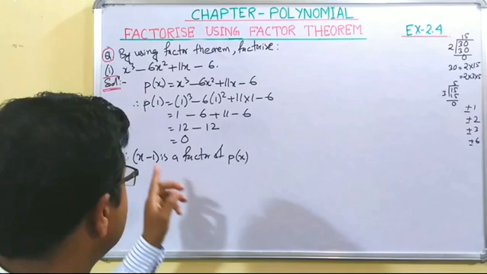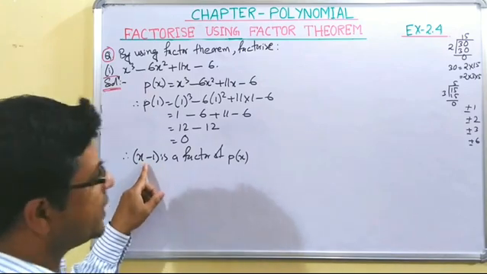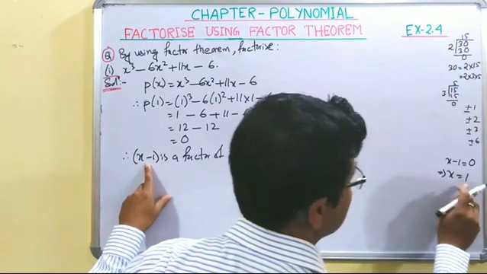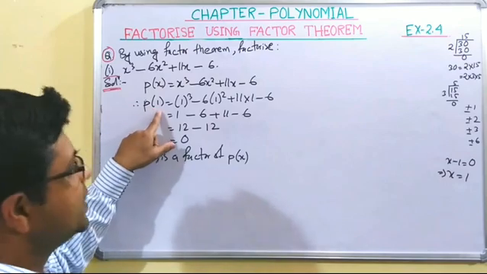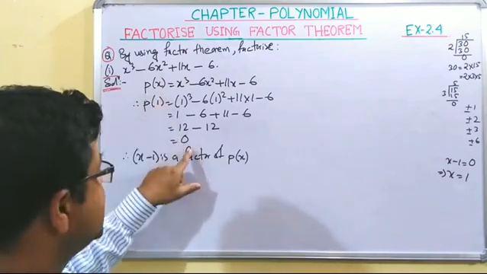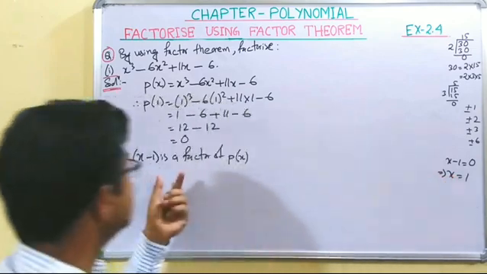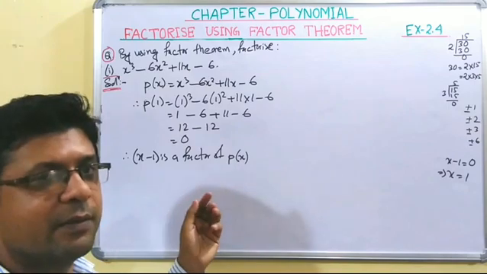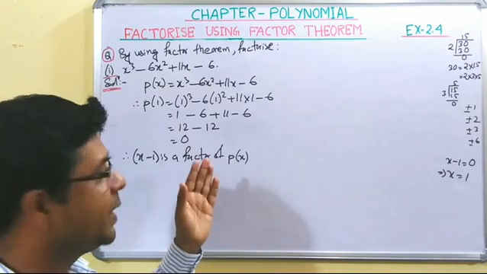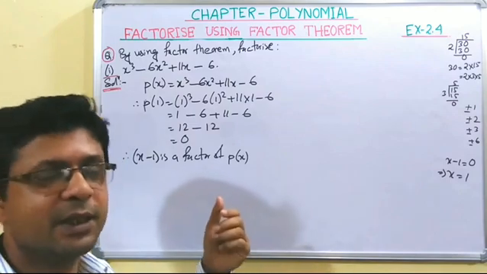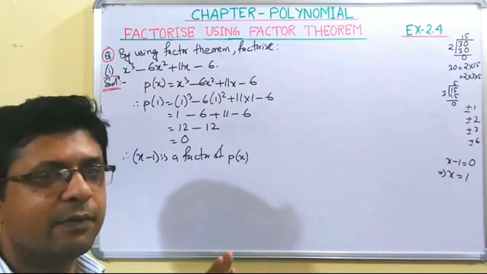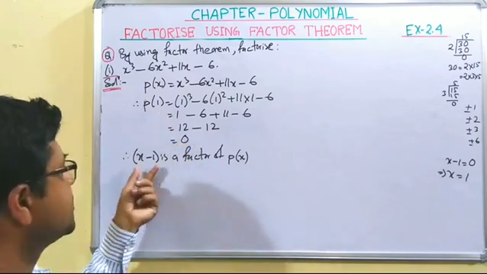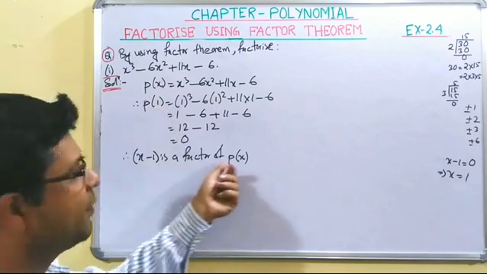If you still have doubt, see: what is the zero of x minus 1? x equal to 1. The zero is 1. In place of x we put 1, the remainder is 0. Hence this x minus 1 is a factor. If the remainder is 0, then x minus 1 is a factor. This is the factor theorem: when p of x is divided by x minus a, if the remainder is 0, then x minus a is a factor. This is just the statement of the factor theorem; we are not going into that. As p of 1 is 0, x minus 1 is a factor.